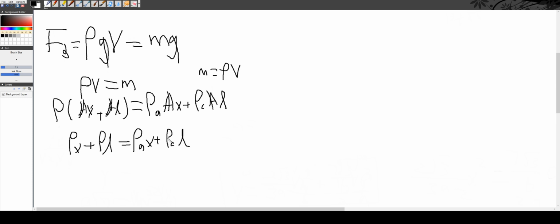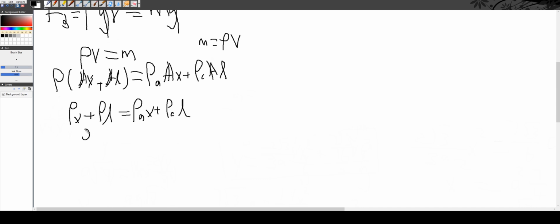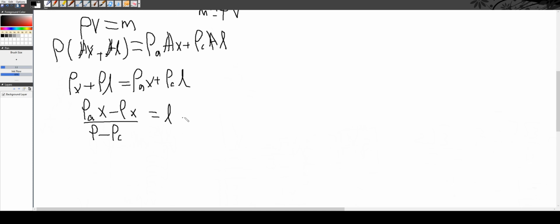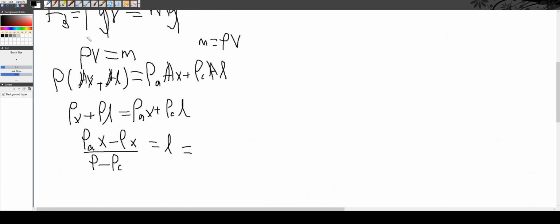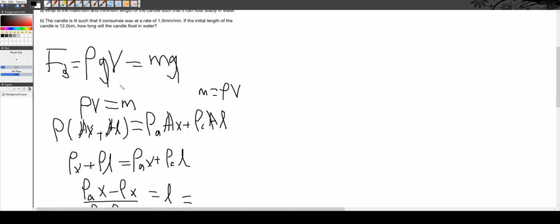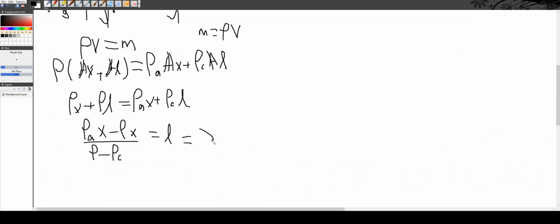Now to solve for L, let's put rho A x minus rho x on one side, and rho L minus rho candle L on the other. So isolate L and you get rho minus rho C. Now you just evaluate this with rho A being 2.7, rho being 1, x being 1, rho C being 0.8, and you get L is equal to 8.5 centimeters. So that is your minimum.